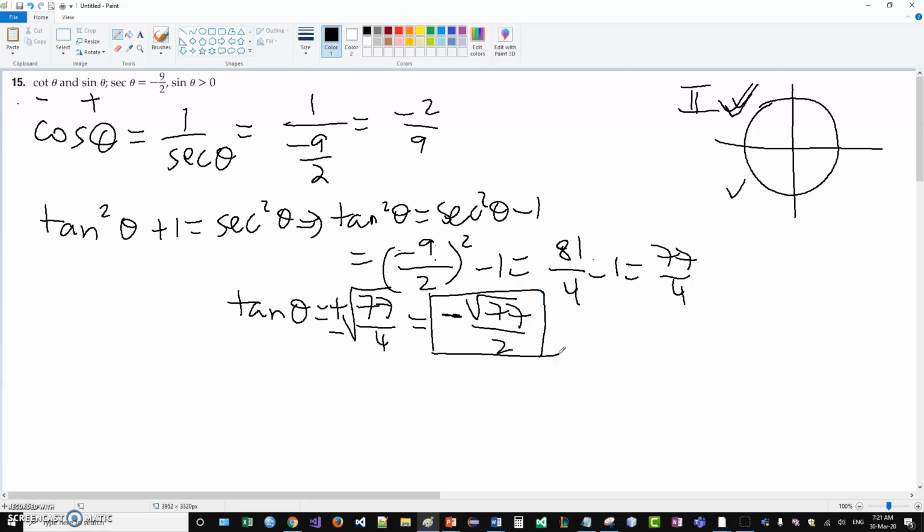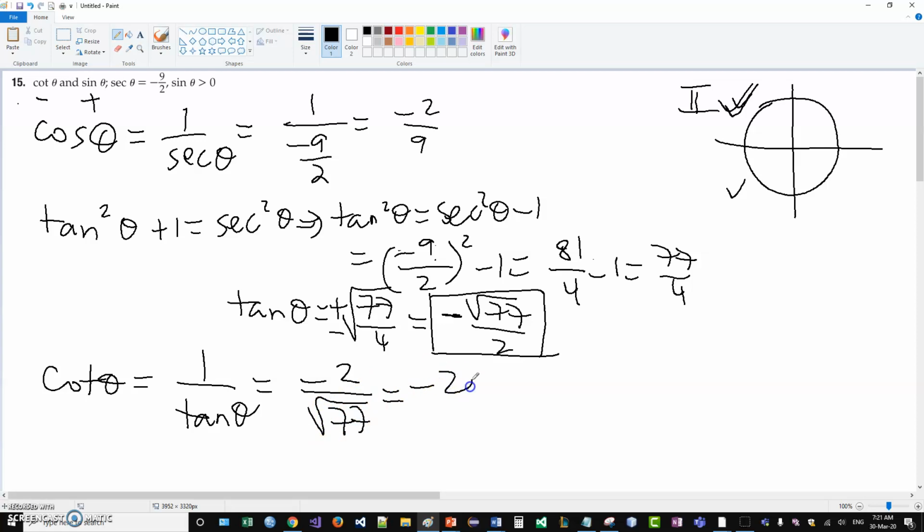Okay? Now, since we found the tangent, we can find the cotangent. Cotangent theta equals 1 over tangent theta equals minus 2 over square root of 77, which is minus 2 square root of 77 over 77. So now we have cotangent. Alright, now we need to find the sine.